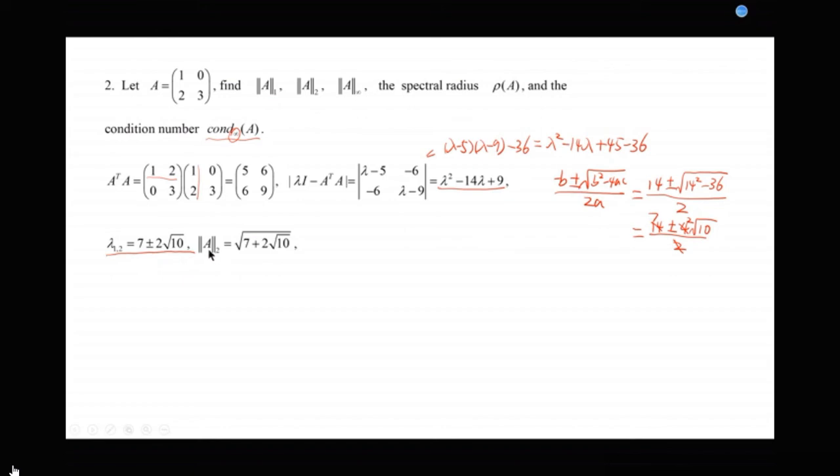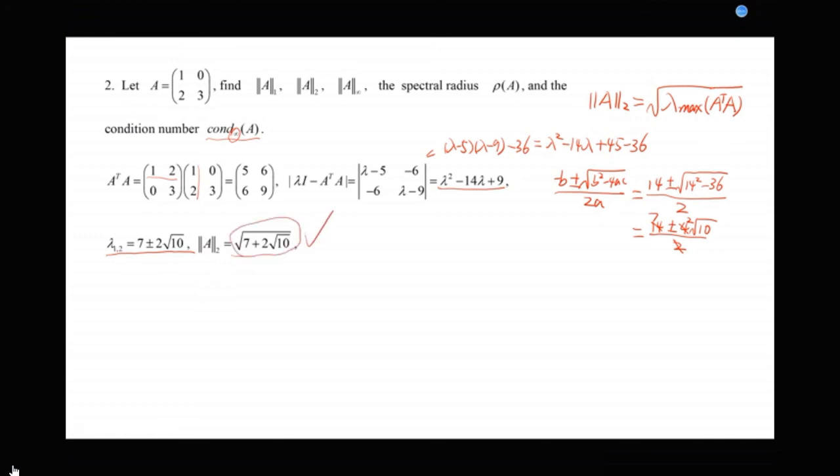Because you should remember, I write here, the 2 norm should be the square root of lambda maximum of A^T A. It's okay? You should remember this formula. Lambda means the eigenvalue, the maximum eigenvalue, and then the square root, right? So the maximum one should be 7 plus 2 multiply square root of 10. So don't forget another square root. It's okay? If you obtain this number, that's okay.